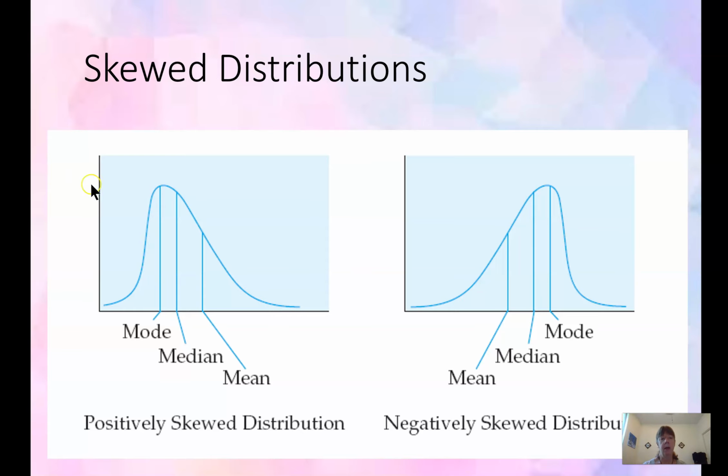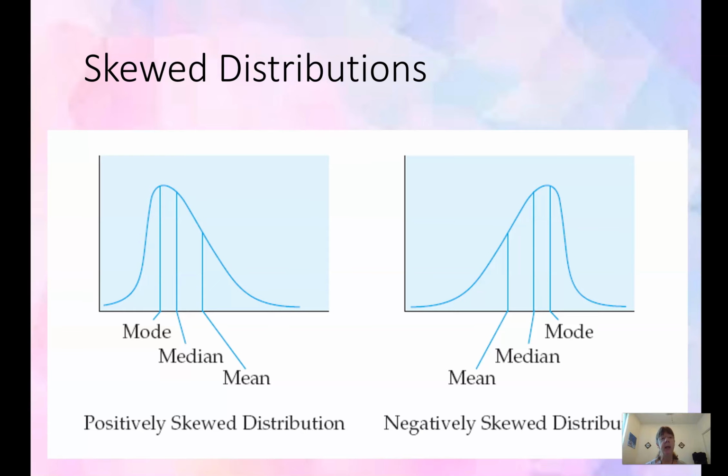So in a positively skewed distribution, most of your observations tend to be in the middle to lower end, but then you have a very small number of observations that were really high, and so that tail gets pulled way out there to the right. In a negatively skewed distribution, it's the same thing, but the tail gets pulled out to the left, to the lower scores.